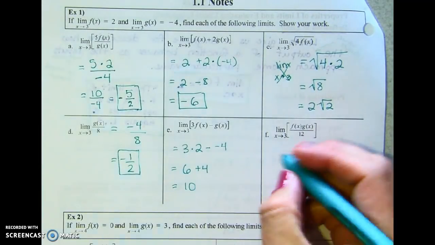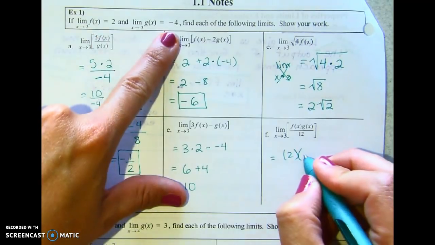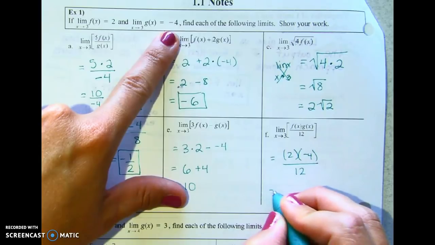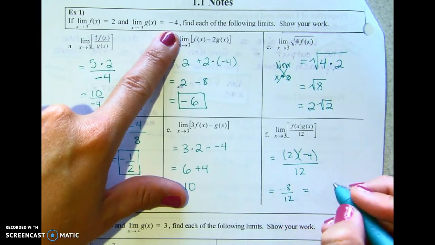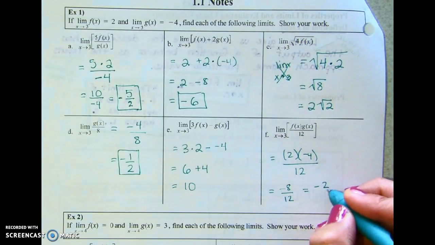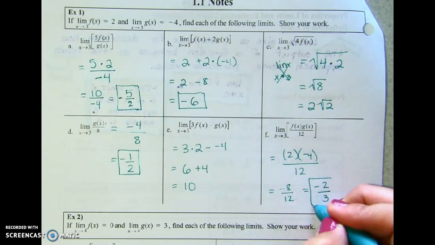And last but not least, here we go. F times g. So we have 2 times -4 divided by 12. -8 over 12 simplifies. Greatest common factor is 4. 8 divided by 4 is 2. 12 divided by 4 is 3. So we have -2/3.